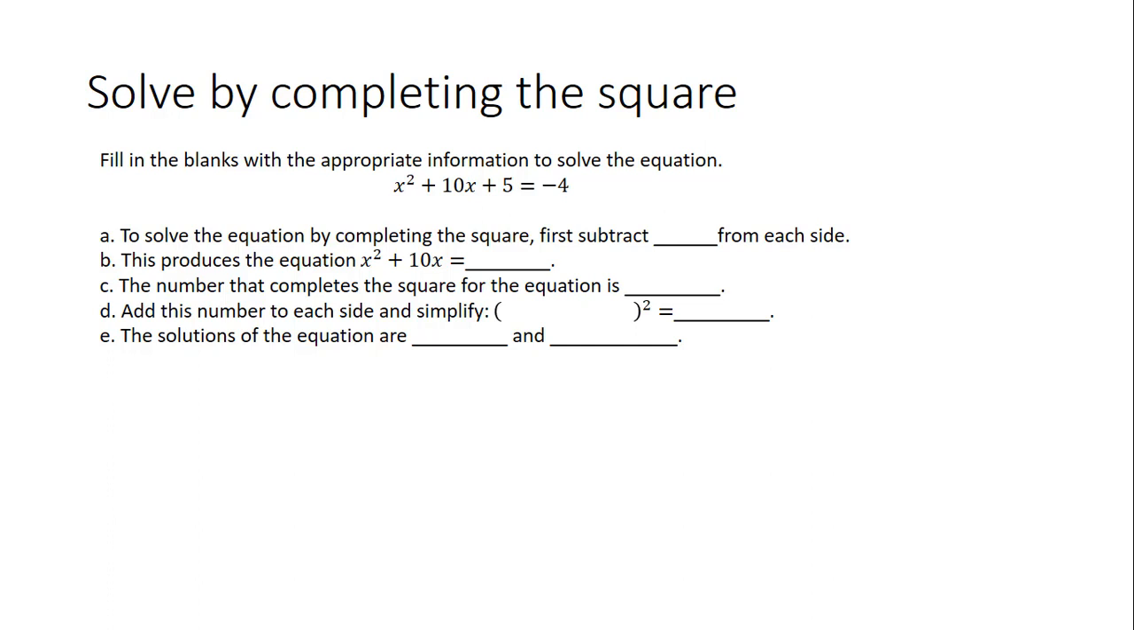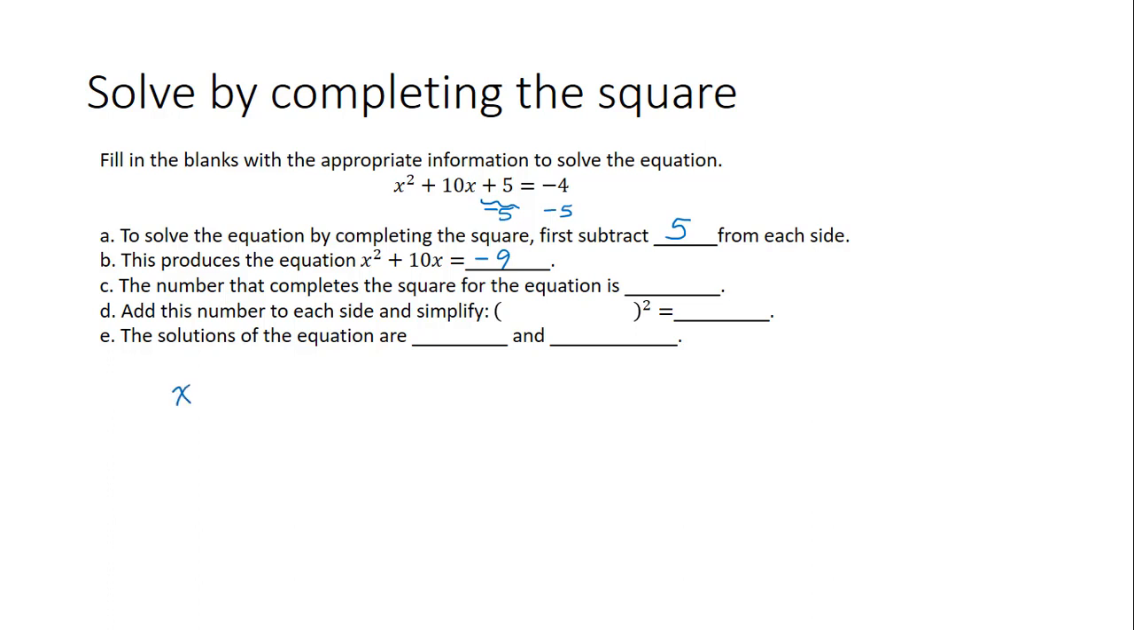So to solve the equation by completing the square, we first subtract 5 from each side. Because remember that we want to get just the terms containing the variables on one side equal to the constant, and then we can complete the square. So when we subtract 5 from each side, we get the equation x squared plus 10x equals -4 minus 5, which is -9.